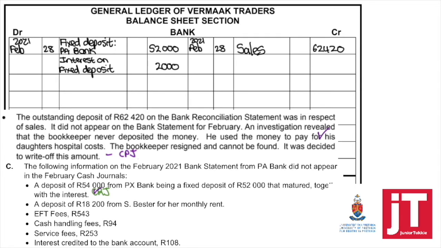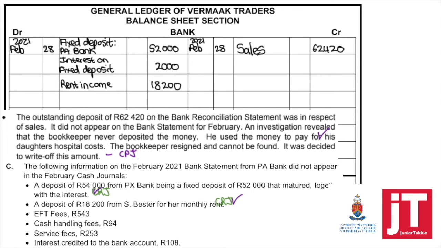A deposit of 18,200 from S-Bester for a monthly rent. This means that the business received money that will go into the cash receipts journal, and from the cash receipts journal bank is always debited, rent income 18,200. Again, always be specific. You cannot just write rent.